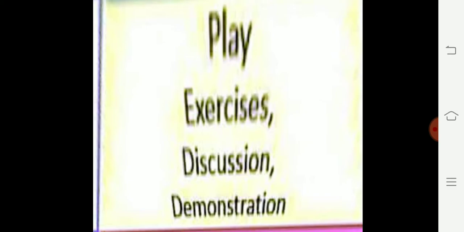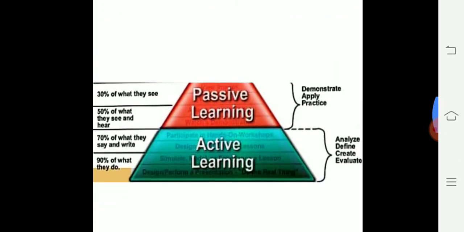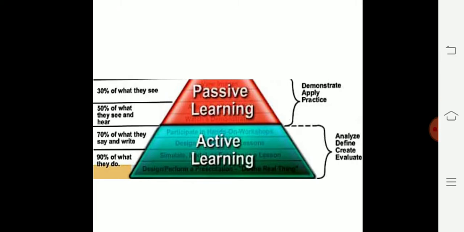Play, exercise, discussion, demonstration. Audio visual, reading, lecture. Passive learning, active learning. Students retain 30% of what they see, 50% of what they see and hear, 70% of what they say and write, 90% of what they do. Demonstrate, apply, practice. Active learning: analyze, define, create, evaluate.